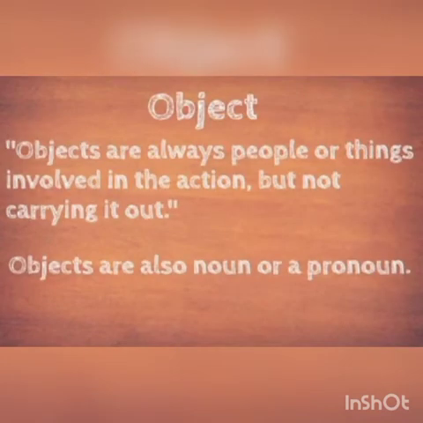And the last one is object. An object is always people or things involved in the action but not carrying it out. An object can also be a noun or a pronoun. एक सब्जेक्ट जिसके ऊपर काम कर रहा होता है एक सेंटेंस में उसको हम ऑब्जेक्ट कहते हैं.